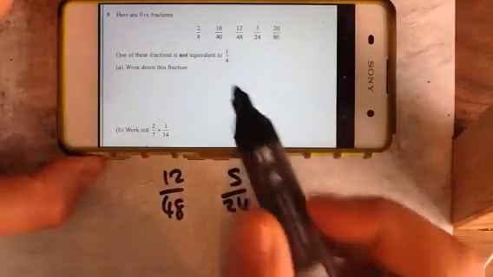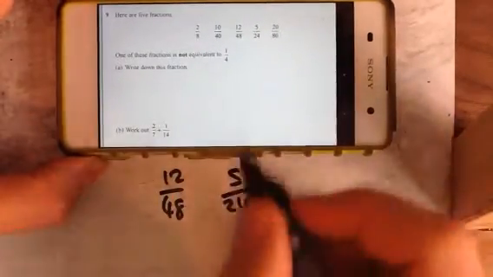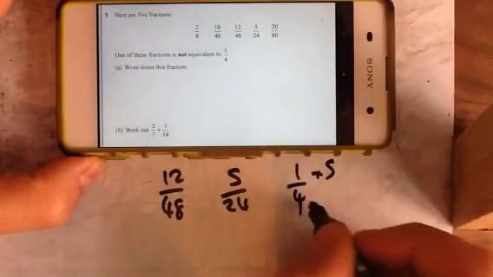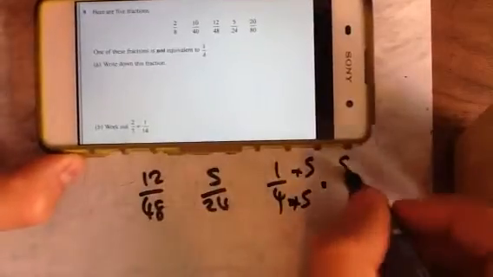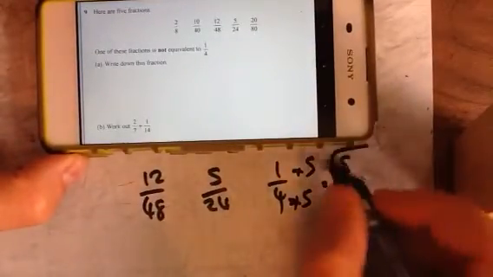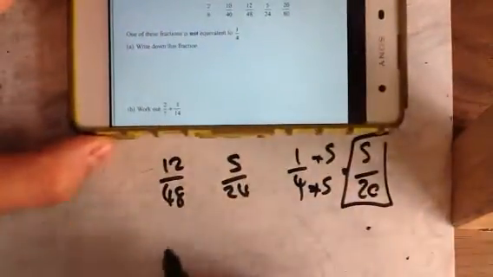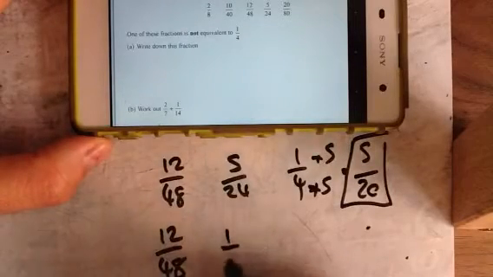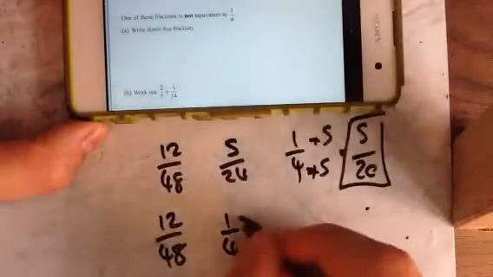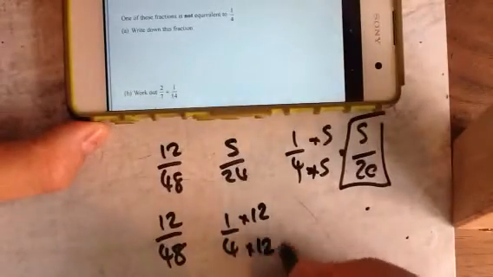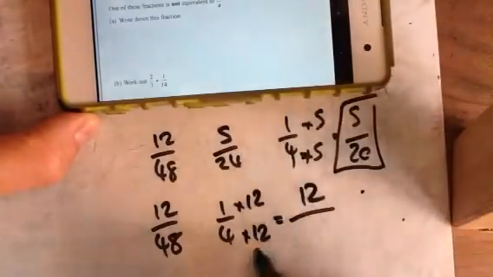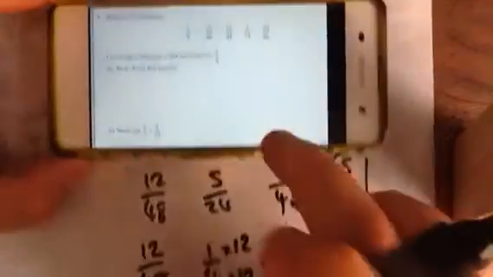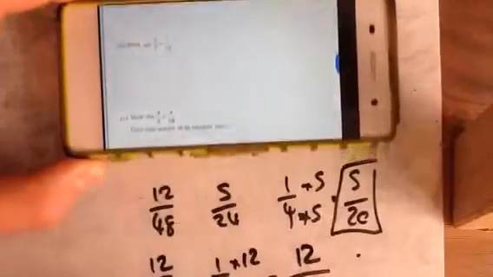So let's say 5 over 24, I've got a quarter. To get the top to 5, I'd have to times the top by 5 and the bottom by 5, which will give me 5 over 20. So 5 over 20 is obviously the one. Let's do 12 over 48. We've got a quarter. To get 1 to 12, we need to times the top by 12 and the bottom by 12. Top becomes 12. 4 times 2 is 8. 4 times 1 is 4. So it's definitely 5 over 20. Okay, let's do a bit.